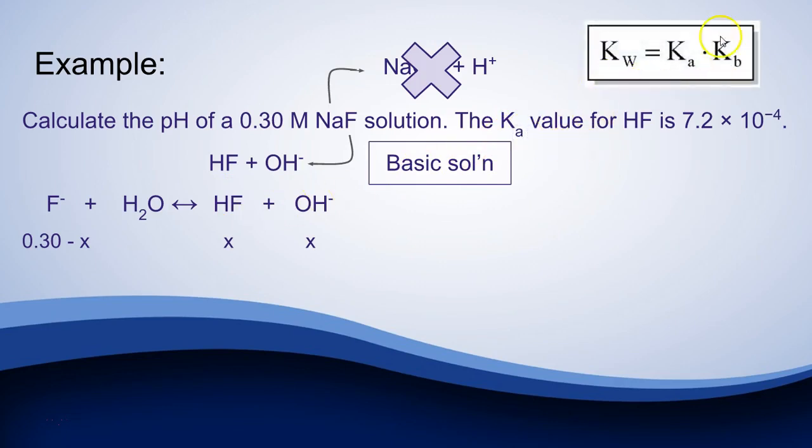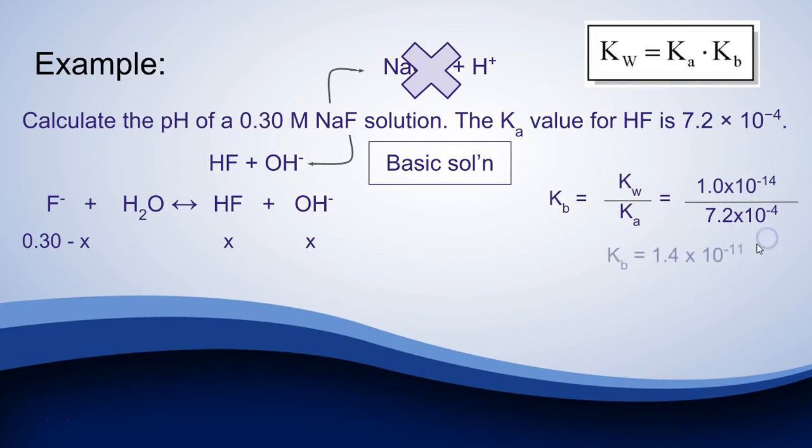There's this awesome, handy-dandy, wonderful formula where the Kw, the autoionization constant for water, 1 times 10 to the negative 14th, is equal to the Ka of any weak acid times the Kb of its conjugate base. So we can actually solve for the Kb. So we actually need to convert this into a Kb. I'm going to go ahead and do that by dividing, and you end up with a Kb of 1.4 times 10 to the negative 11th.